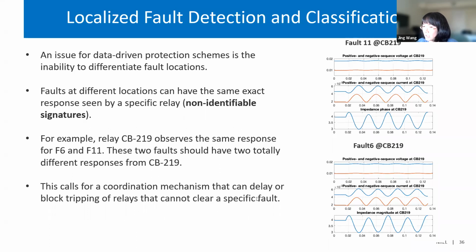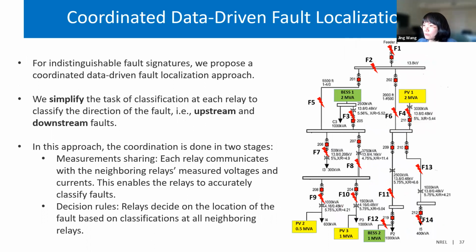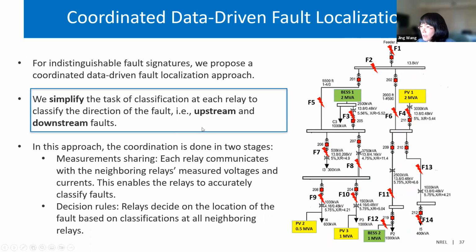So we realized this problem, and we say this calls for a correlation mechanism that a relay can use to delay or block tripping of relays that cannot clear a specific fault, so the relay operates correctly. So that's what we learned from the study. With that, we designed the correlated data-driven protection, which can be used to help distinguish fault signatures, share information, and block tripping. And we simplify the classification task at each relay to classifying the direction of the fault, upstream or downstream.